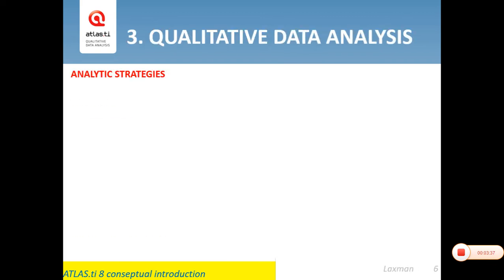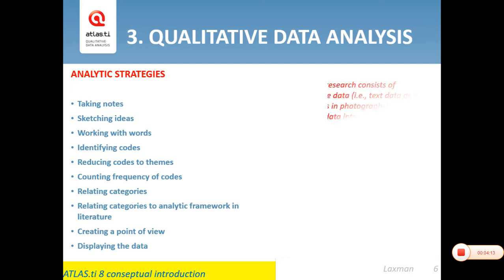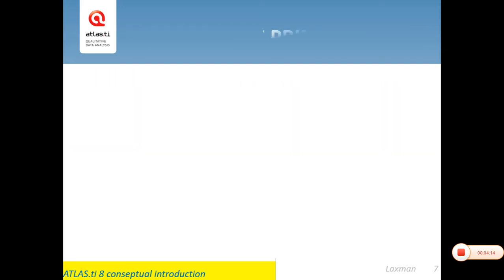And the qualitative data analysis strategies. So these are the things: taking notes, sketching ideas, looking at words, identifying words, reducing words to themes, counting frequency of words, relating categories. All these things come under this, along with relating categories to analytic frameworks in literature, and creating a point of view. All these things are basically done, and finally the analyzed data is displayed in different forms. Well, let me go ahead.